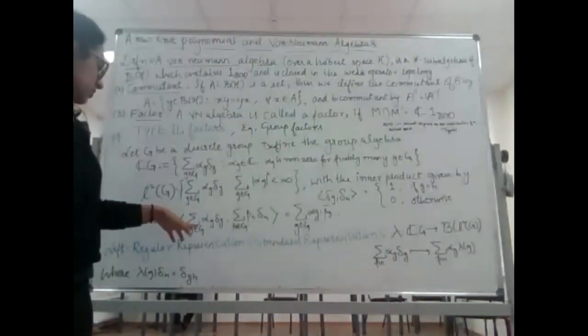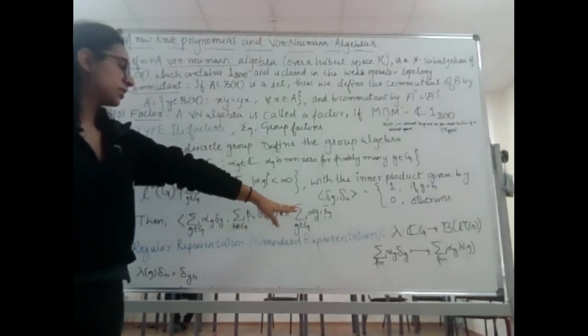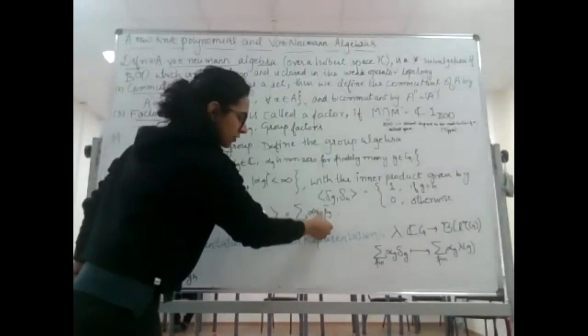From L2(G), the inner product looks something like this. It's the first scalar multiple times the conjugate of the second one.